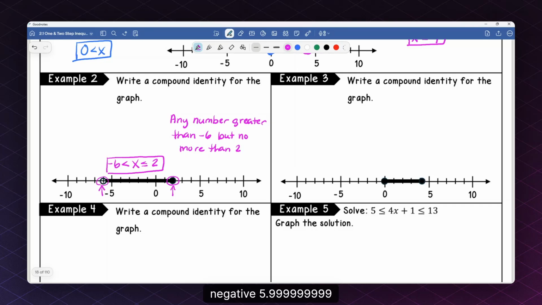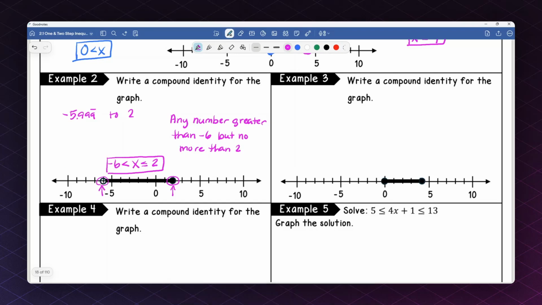So it can be negative 5.9999999 all the way up to and including 2. So any number between -5.99999 going to infinity, all the way up to 2. The box that I made, that is the answer that this question is asking. I'm trying to just explicitly state what this is meaning by writing it in the words here and then this kind of number range.